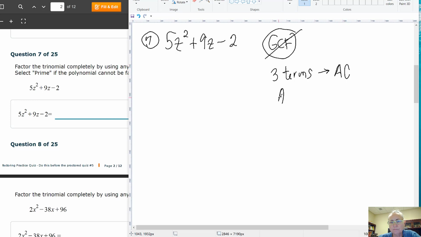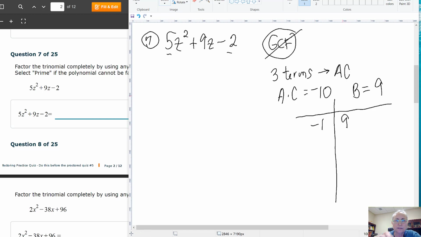Okay, we multiply A times C. We get negative 10, 5 times negative 2. B is our coefficient in the middle. That is 9. I need the factors that will give me negative 10 that could add up to 9. And look, negative 1 times 10 is my answer. Because look, negative 1 times 10 is negative 10. Negative 1 plus 10 is 9. So my 9z gets split: 5z squared minus 1z, and it's okay to write the 1 there, plus 10z minus 2.